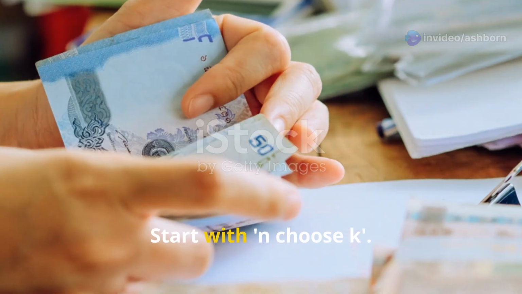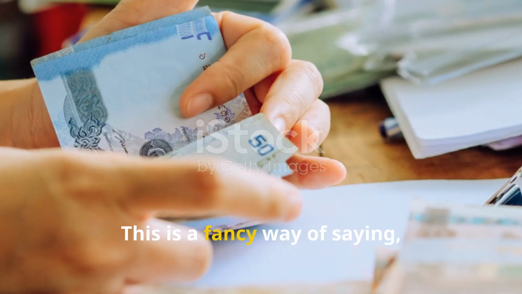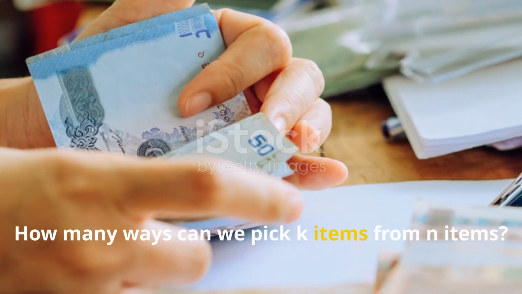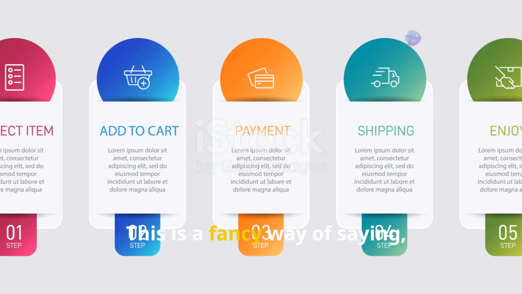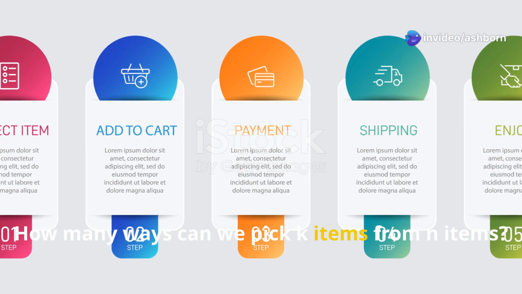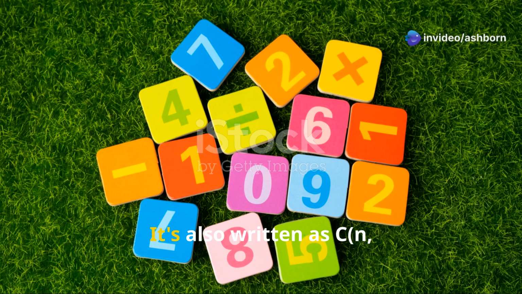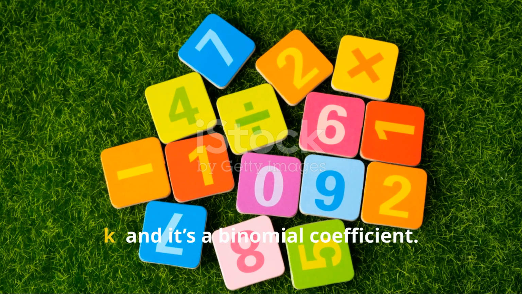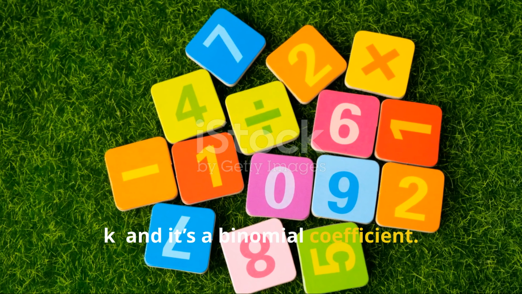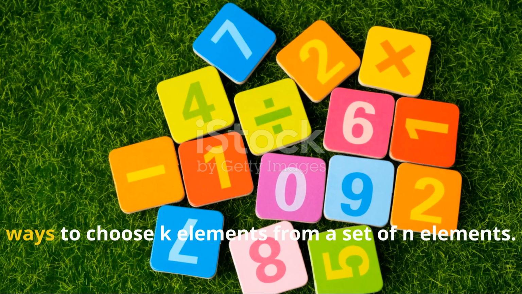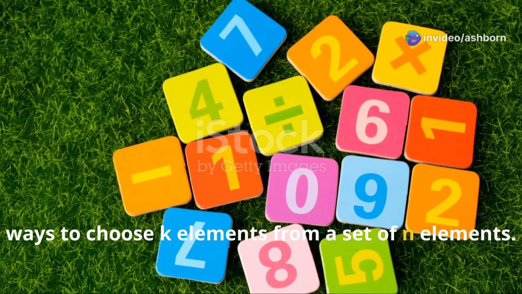1. Start with n choose k. This is a fancy way of saying how many ways can we pick k items from n items. It's a fundamental concept in combinatorics. It's also written as C(n,k), and it's a binomial coefficient. This coefficient tells us the number of ways to choose k elements from a set of n elements.